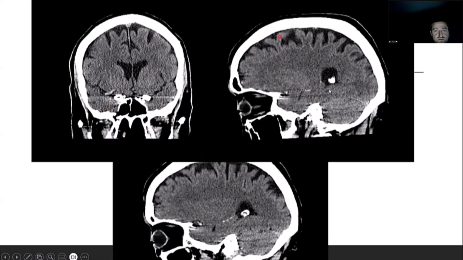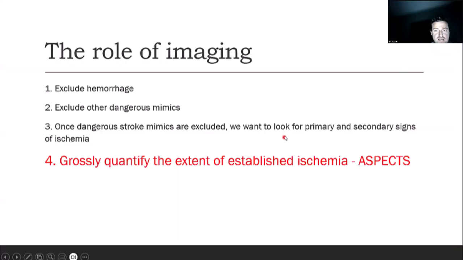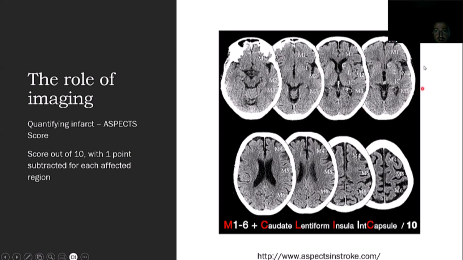Hyperdense vessels, important to look on the standard brain window, so the 80-40 window for this, as all vessels will look a little bit bright on your stroke window. Gaze deviation, so patients will often have gaze deviation towards the side of ischemia, which is an important clue if you don't have a clinical history, especially as to the side of deficits. And then the other thing we need to do for EVT is we want to grossly quantify the extent of established ischemia. So with the acute window, we do this with the ASPECTS score, which was created by the folks out in Alberta.